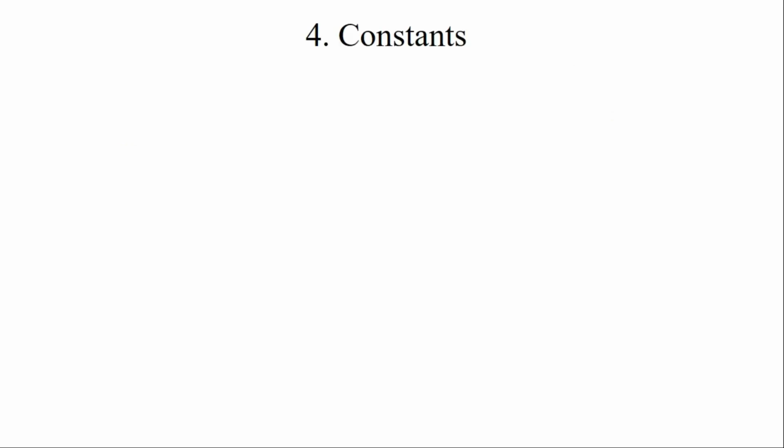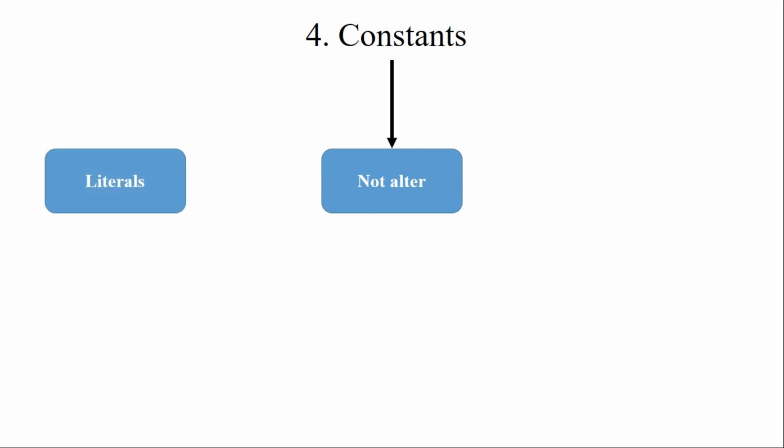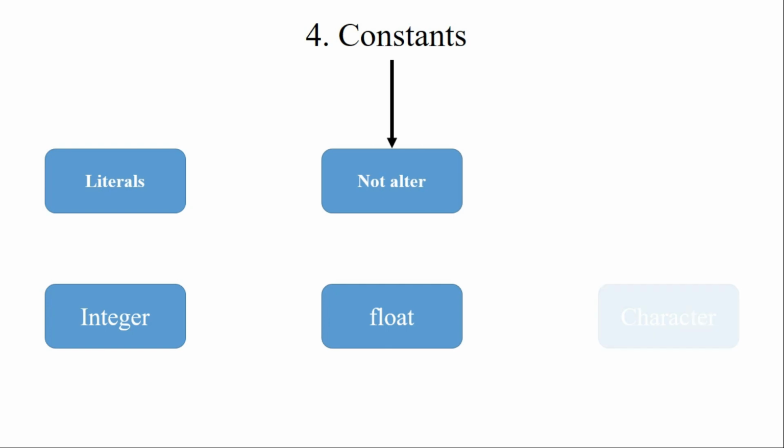The fourth token is constants. As the name suggests, constants refers to fixed values that the programmer will not alter during its execution. These fixed values or constants are called as literals. Constants can be of any of the basic types like an integer constant, a floating constant, and a character constant.